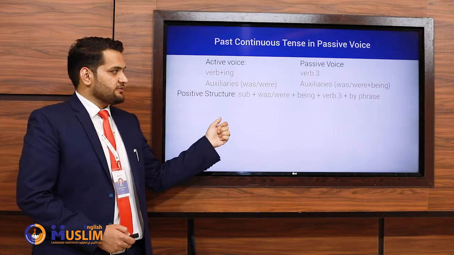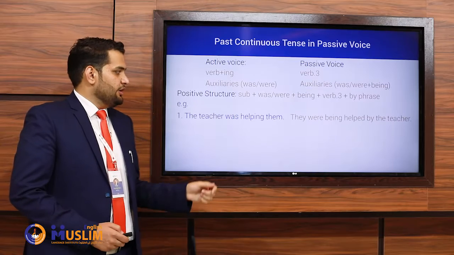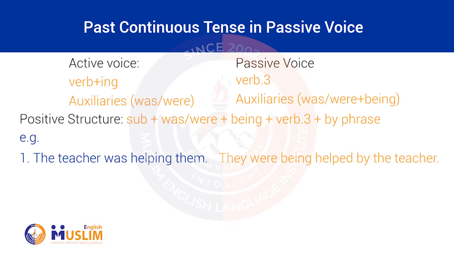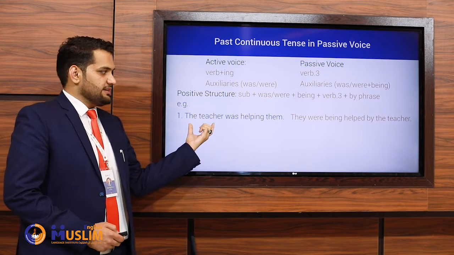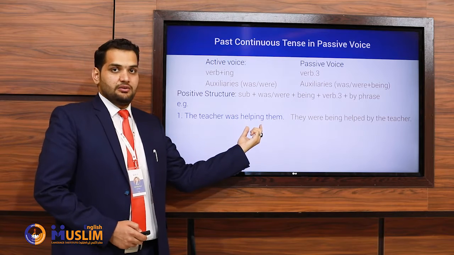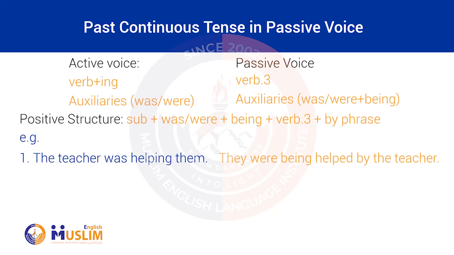Let's talk about the positive structure. That is subject plus was or were plus being plus verb 3 plus by phrase. For example, number 1. The teacher was helping them. Here, the teacher is the subject, was is the helping verb, helping is verb ing, and them is the object. The passive voice is they were being helped by the teacher.